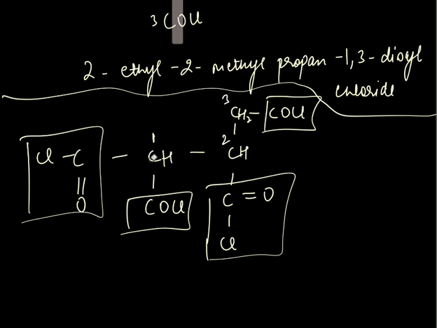Now again, why are we starting from this carbon and not this carbon? Because if you see, this carbon is more substituted, having two COCl groups, whereas this carbon is having only one COCl group. So why not start with the more substituted carbon of this chain? So this is our main parent chain, 1, 2 and 3. 3 carbons are over here.